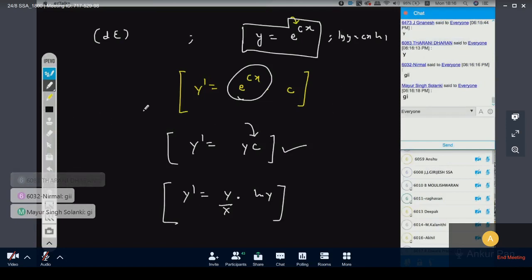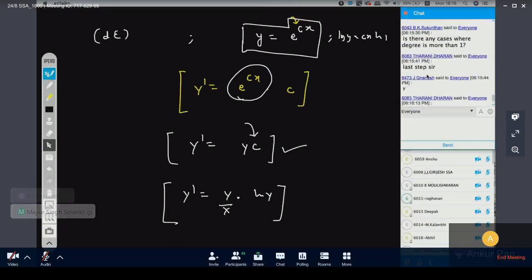Very good. Someone said degree is greater than 1 or something. Sir, is there any case where degree is more than 1? Acha, degree or order. Okay, so now understand. In the syllabus, if you read, you have only first order, first degree differential equations. Clear?